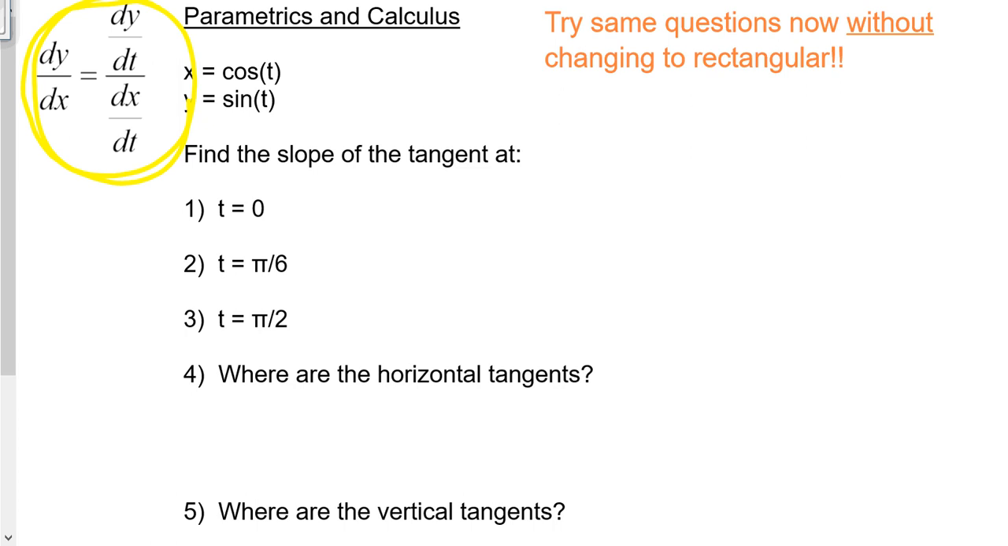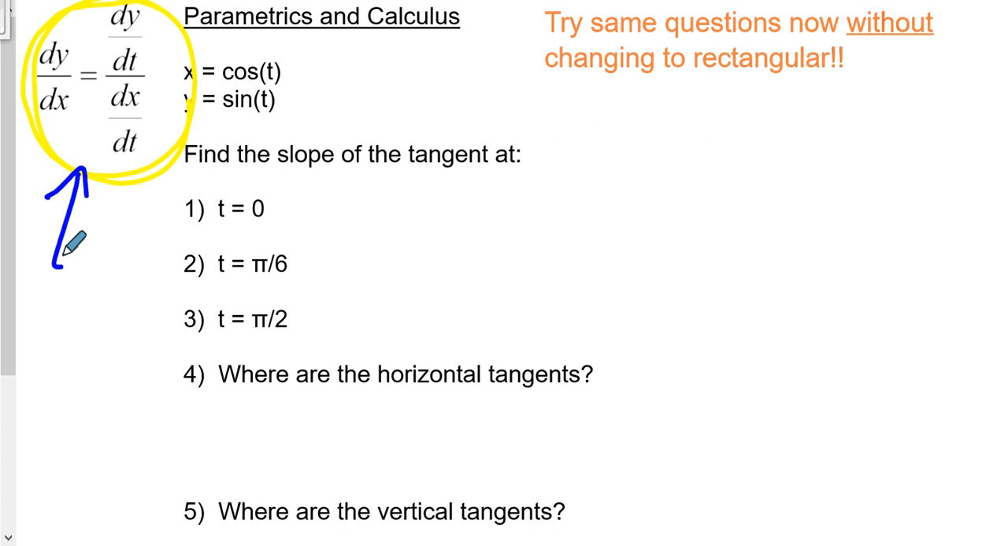Okay, so the same 5 questions are printed at the bottom of the page. I would like you to not go over to the Cartesian world. Stay in parametric world. Utilize what is there directly, staying in parametrics, thinking in parametrics, okay? This thing I have circled in the corner, you're going to use that, okay? Because that's what slope is. And then think about horizontal and vertical.